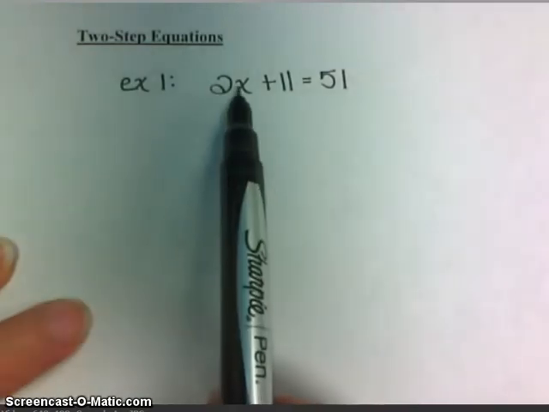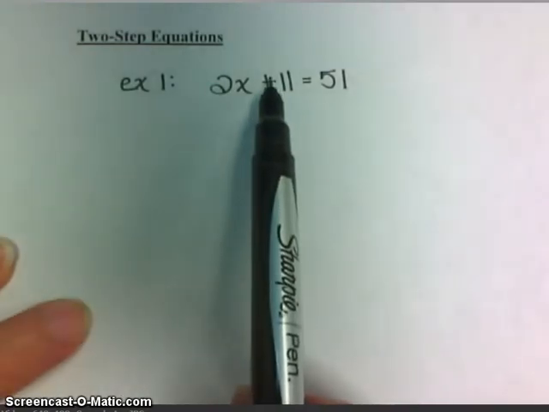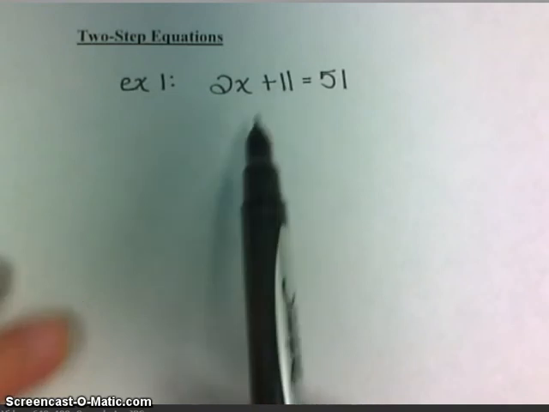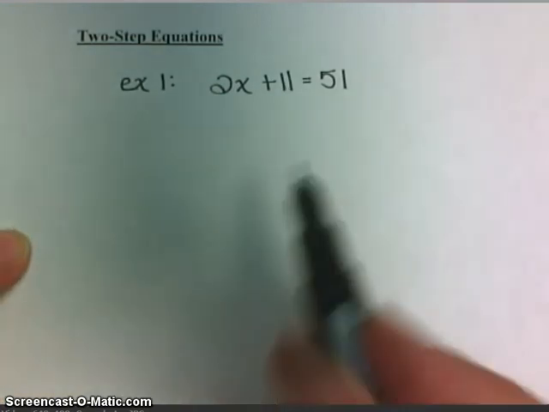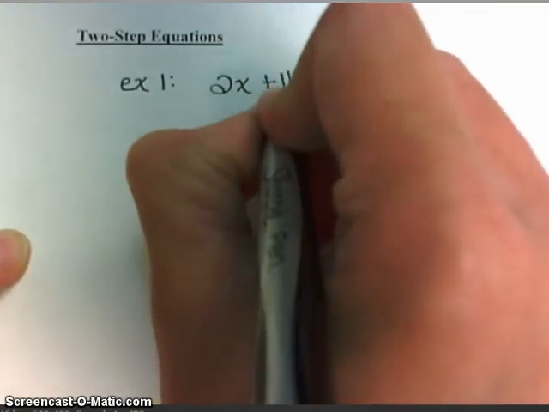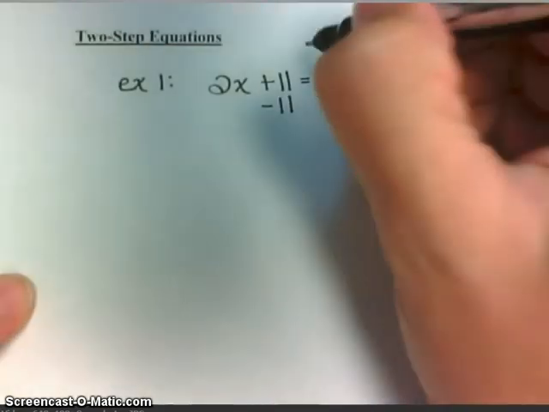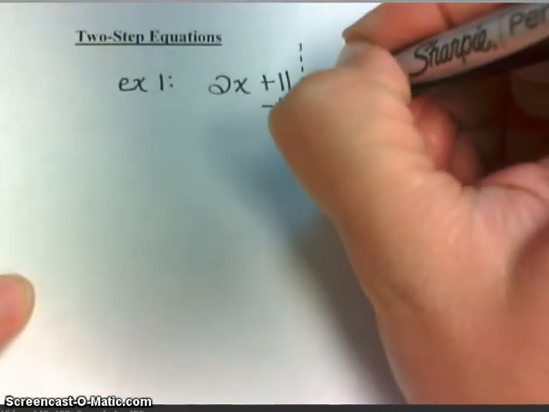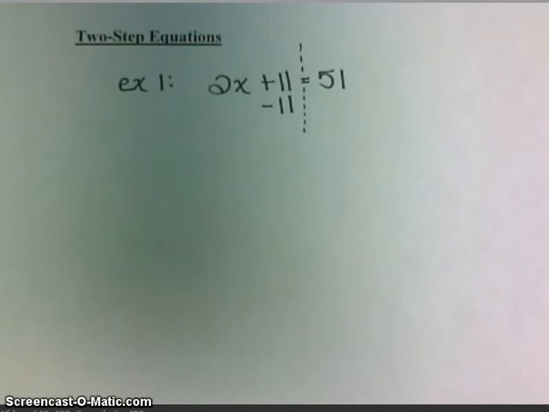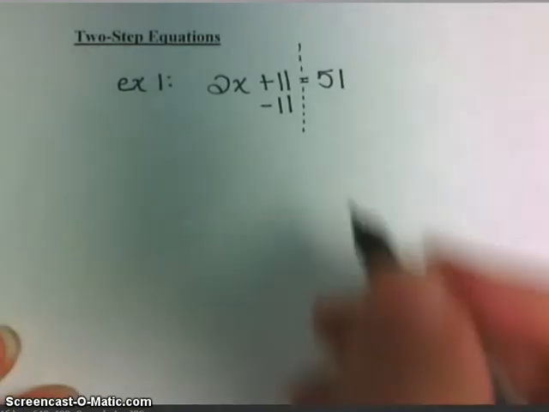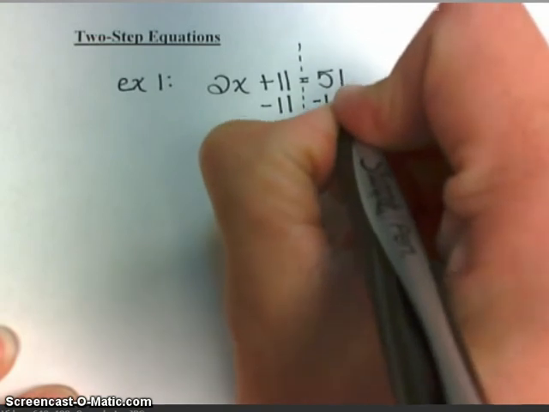So if the last thing that I was going to do to this problem was to add 11, then the first thing I have to do to solve it is to subtract 11. You do the inverse, work backwards. Now again, if having this line down the middle of your equal sign helps you to keep the two sides separated, that's great. So subtract 11 from the left of that equal sign. I have to subtract 11 from the right.